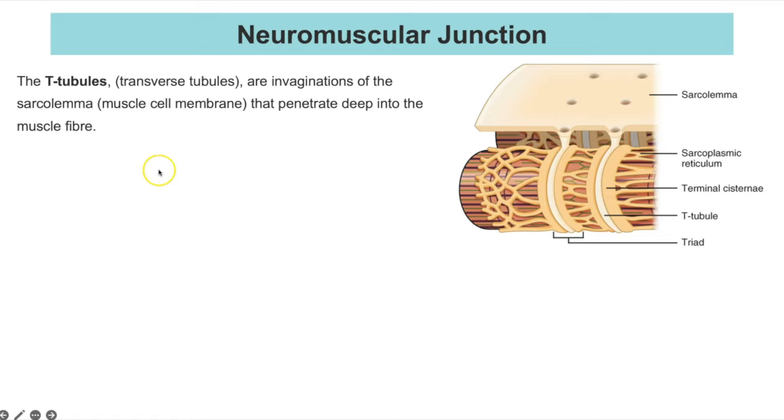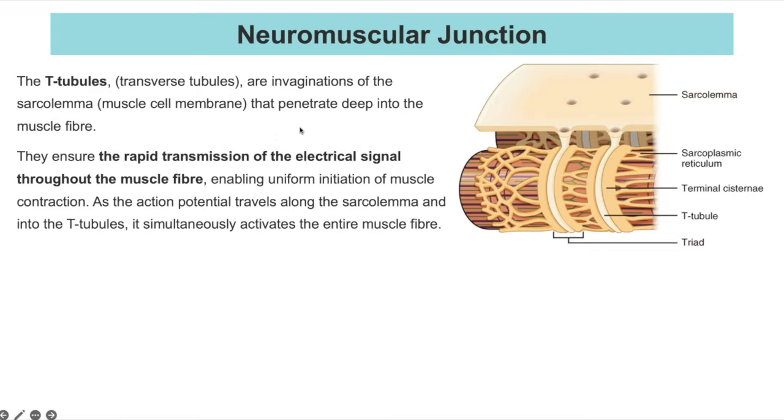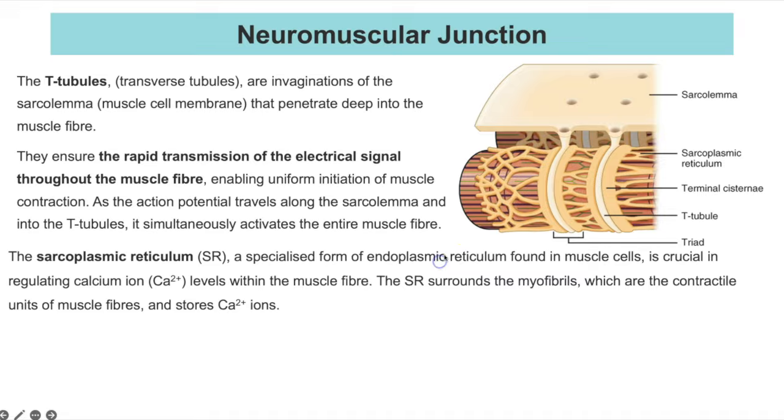So at that neuromuscular junction, we said that the action potential causes depolarization that reaches the T-tubule system. So T-tubules are these invaginations of the sarcolemma, which is the muscle cell membrane, that penetrate deep into the muscle fibre. And they ensure the rapid transmission of the electrical signal throughout the muscle fibre, enabling uniform initiation of muscle contraction. As the action potential travels along the sarcolemma, which we can see up here, and into these T-tubules, which are shown there, it simultaneously activates the entire muscle fibre.